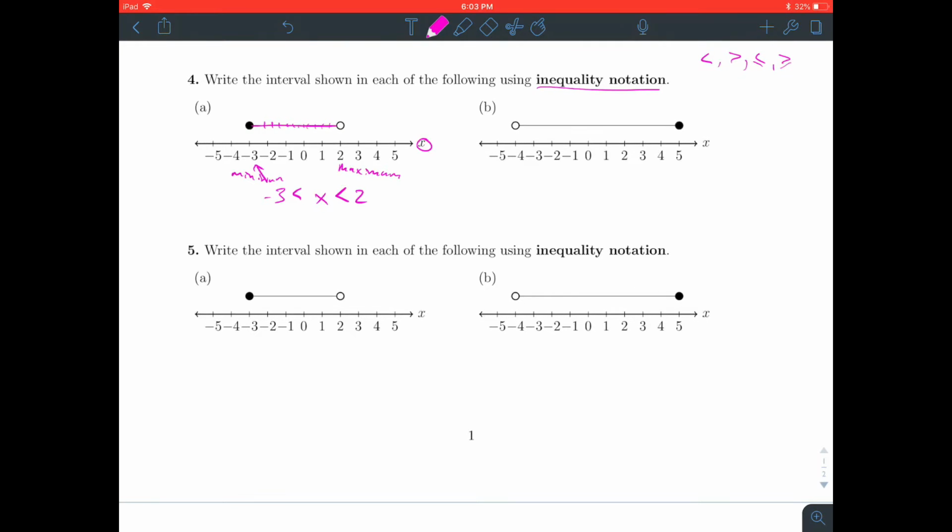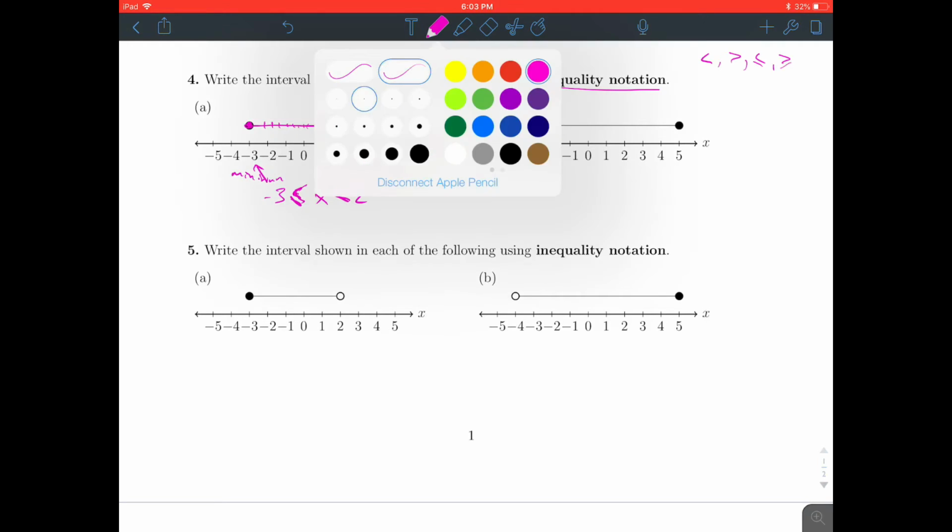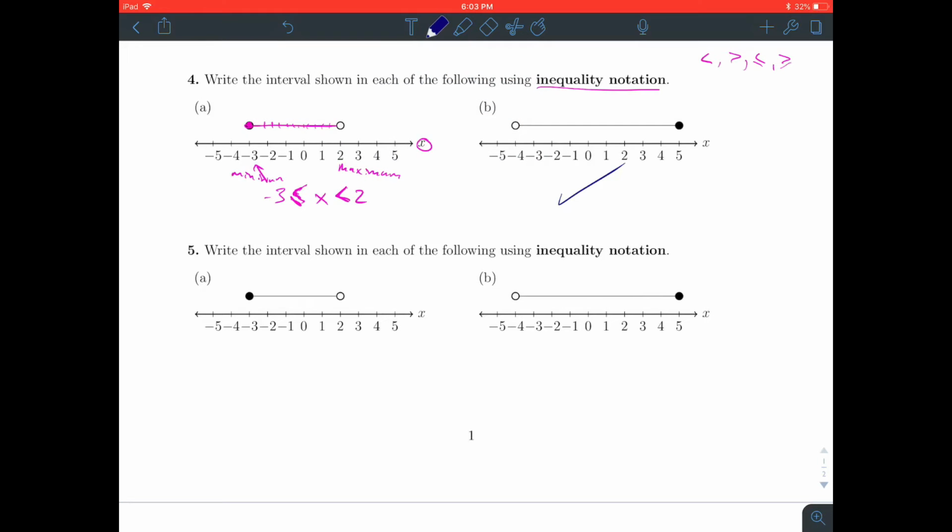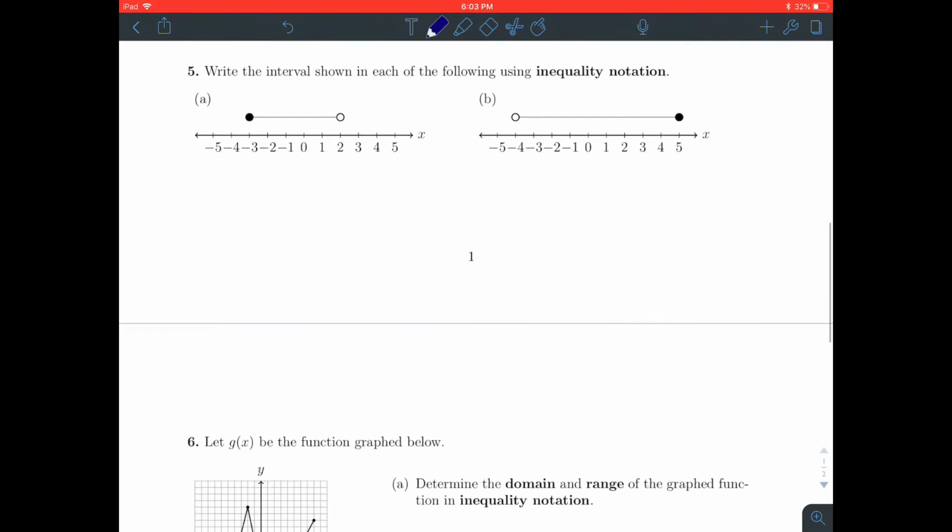Next up, the last thing we have to figure out is, do either of these less than signs need to be adapted to less than or equal to? And it looks like, because we have the solid bubble here, x can equal -3, but because it's the open bubble here, x cannot equal 2. For problem letter B, you guys can figure this one out, so I'll leave that for you.